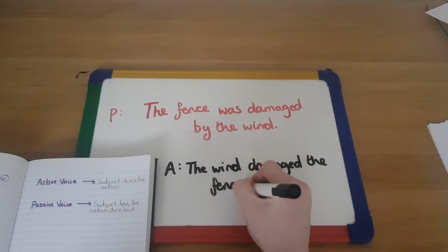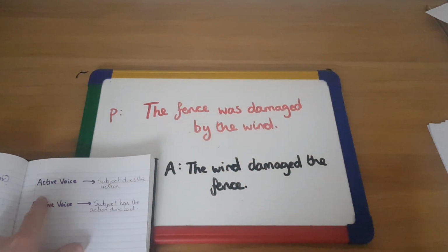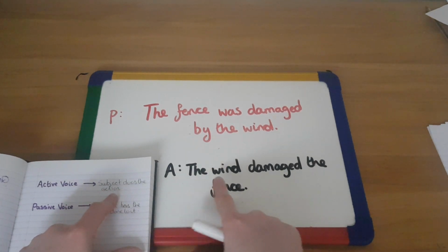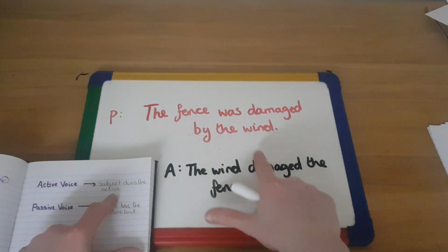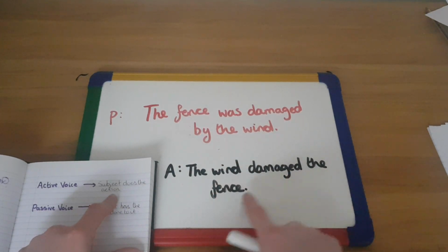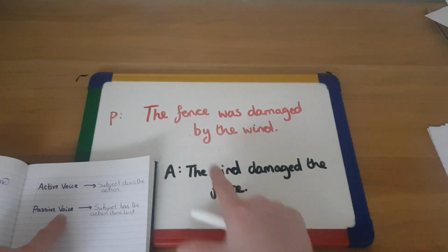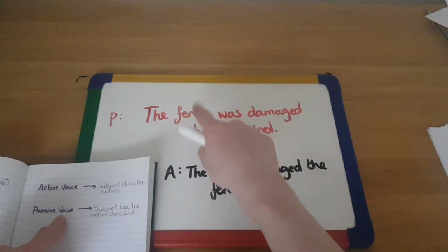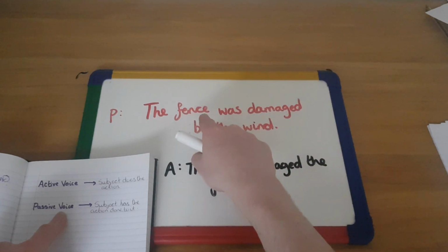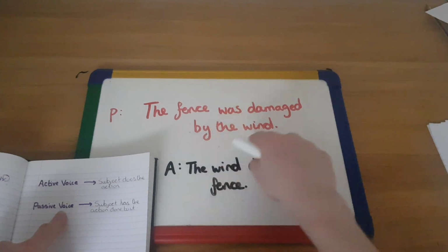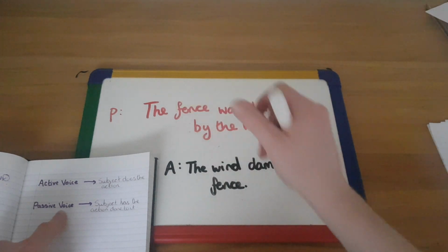Okay, so let's just check with what we've just written down. Active voice, so I'm saying this is this one. The subject does the action. The wind damaged the fence. Well, the subject is the wind, that's what we're talking about, and it has done the action, it's damaged the fence. Let's have a look at the passive voice. The fence was damaged by the wind. Well, the subject is the fence. It is not doing the action, it's having the action done to it. The fence was damaged and the wind is doing the action, by the wind. So rewrite it that way.